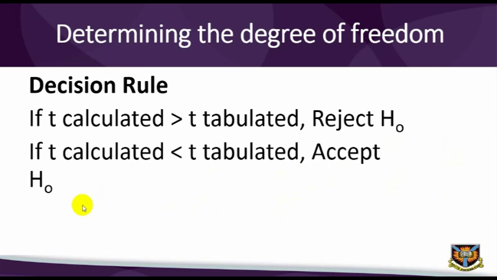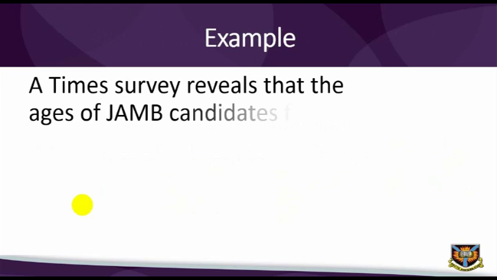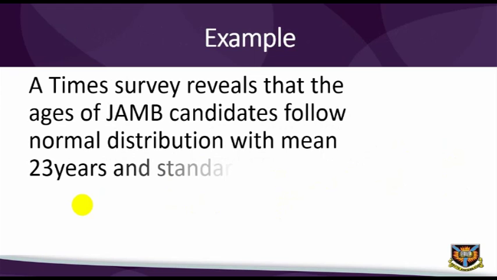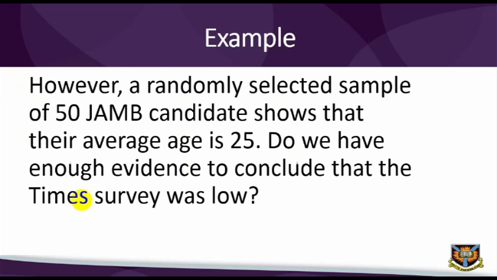Let us now use an example to illustrate what we have discussed so far. Example 12.1. A Times survey reveals that the ages of JAMB candidates follow a normal distribution, with mean 23 years and standard deviation 7 years. However, a randomly selected sample of 50 JAMB candidates shows that their average age is 25. Do we have enough evidence to conclude that the Times survey was low?